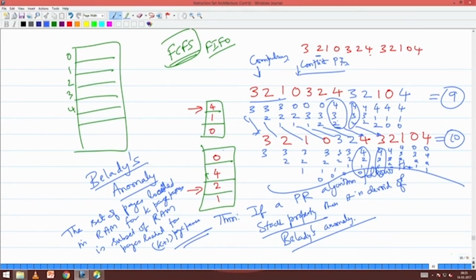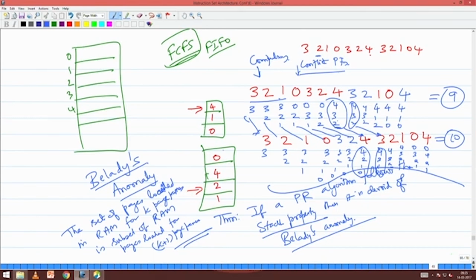Right. So essentially what has happened, the stack property is violated by the FCFS. FCFS does not ensure that the set of pages loaded in RAM for k page frames is a subset of the set of pages loaded for k plus 1 page frames, and that is precisely the reason why we land up with this Belady's anomaly. Are you able to follow?